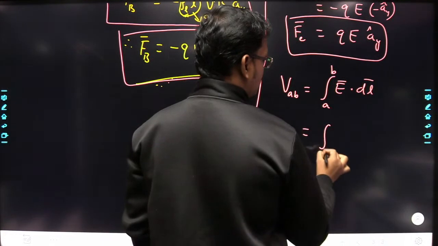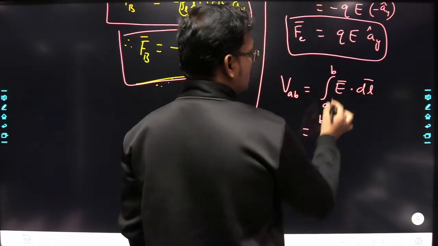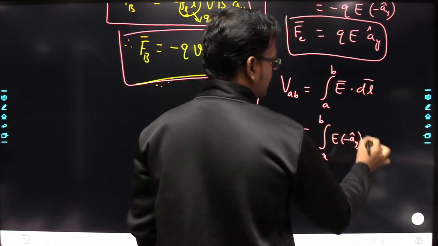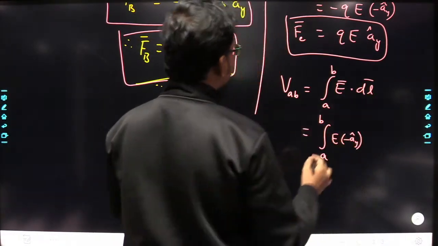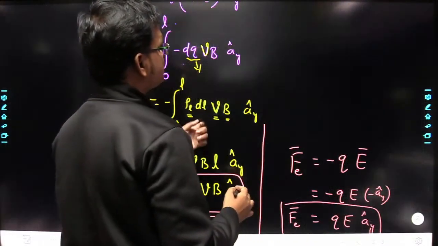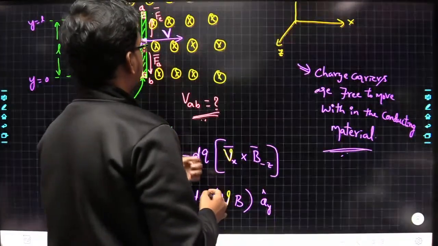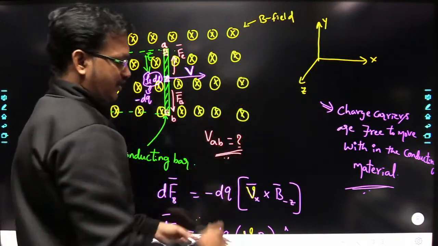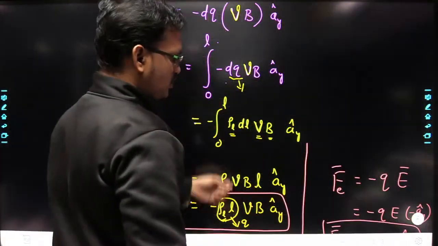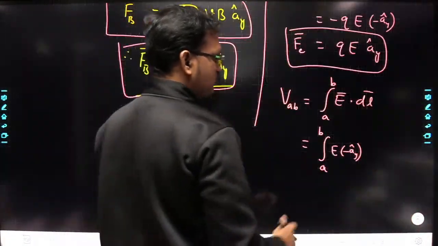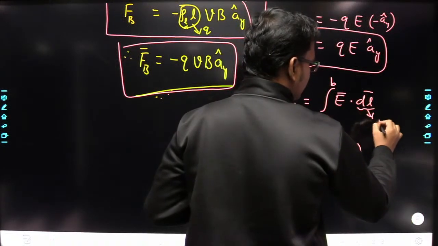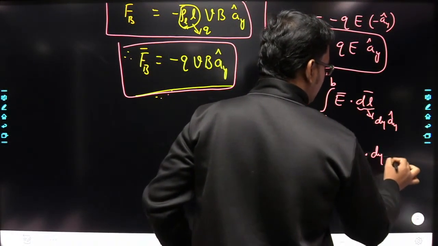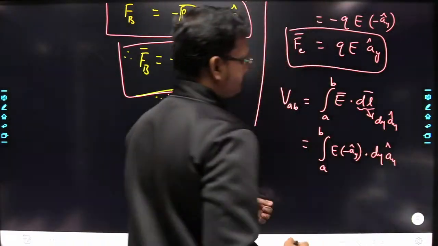So that is equal to the integral from A to B. E is pointing in which direction? E is pointing in the negative y direction, and dL bar means along this direction, along the y direction. Understood? So in place of dL, I can replace it with dy ay cap.